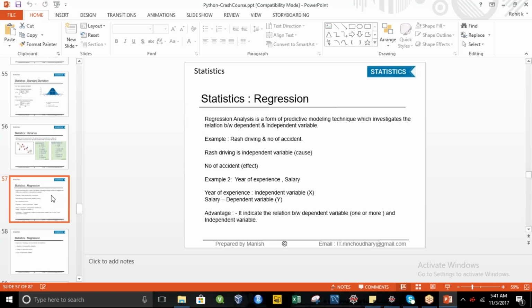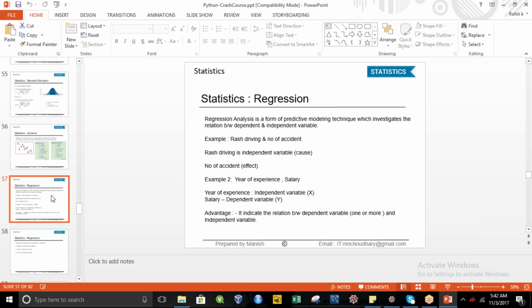So how can we decide which one is independent and dependent? I am giving you one very generic example: rash driving and number of accidents. Rash driving is the independent variable. Why is it independent? Because it is not dependent on anything, and it is a cause. The number of accidents is dependent. It is the effect. Cause and effect. Whatever is the cause comes under the independent variable, and whatever is the effect comes under the dependent variable.